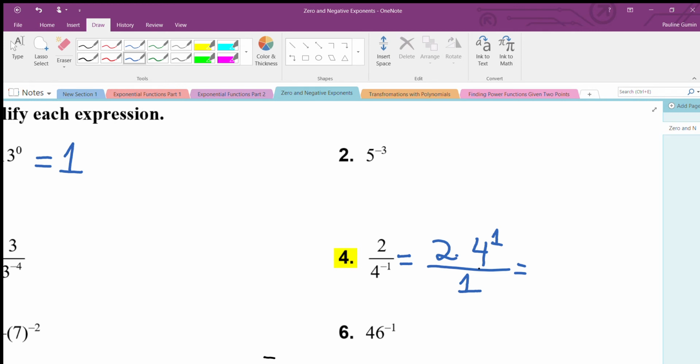Now let's simplify. Anything over 1 is itself, so I don't really need the over 1. And 4 to the power of 1 is 4. 2 times 4 is 8. All right. Let's continue on.